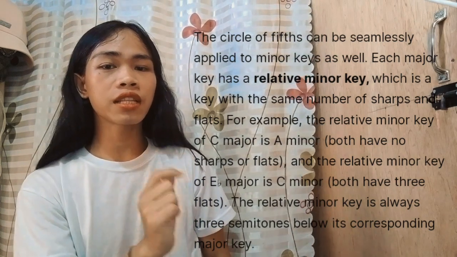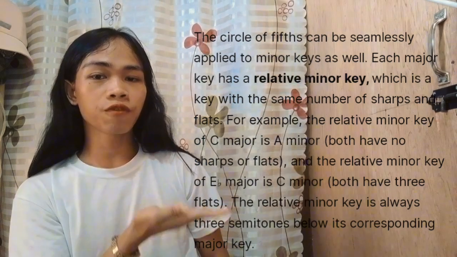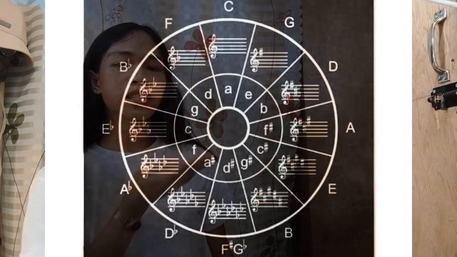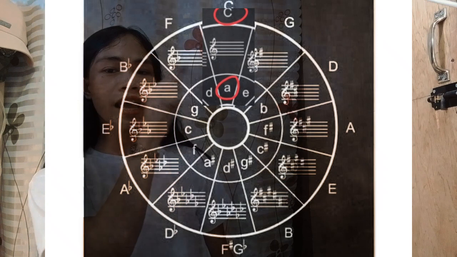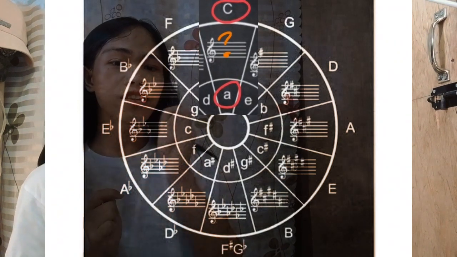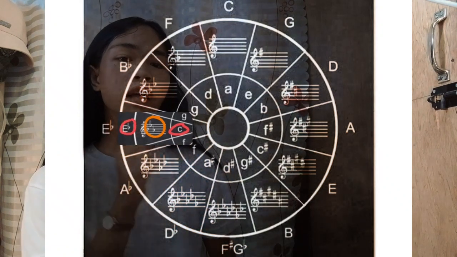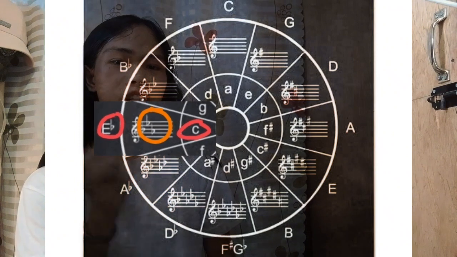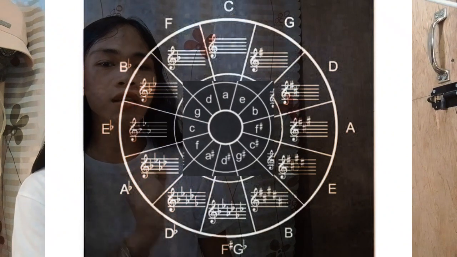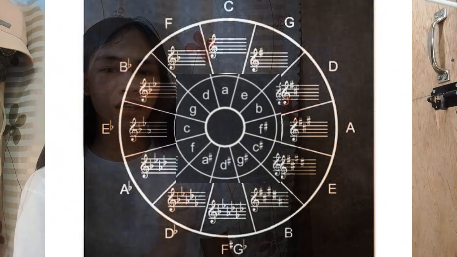Each major has a relative minor key, which is a key with the same number of sharps or flats. For example, the relative minor key of C major is A minor. Both have no sharps or flats. And the relative minor key of E flat major is C minor. Both have three flats. The relative minor key is always three semitones below its corresponding major key.